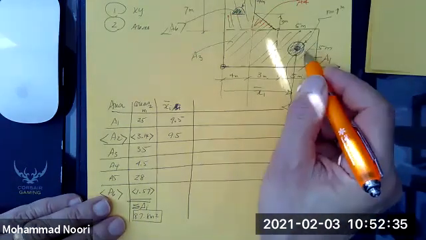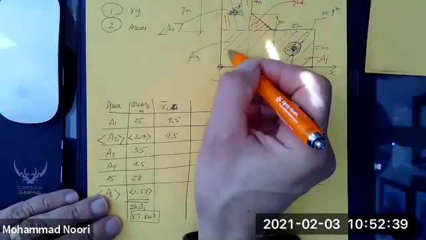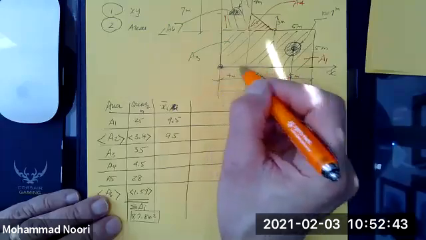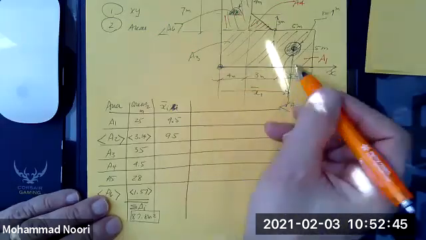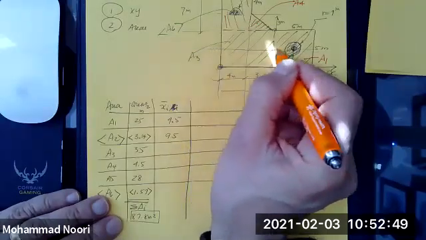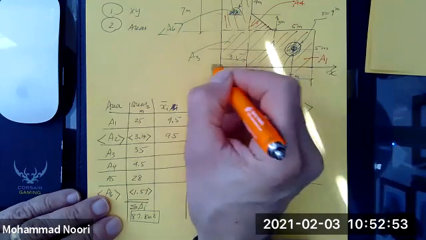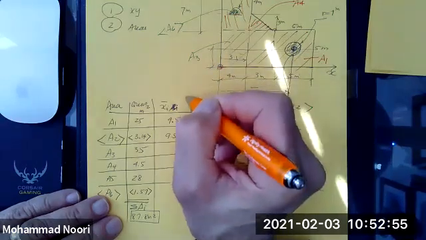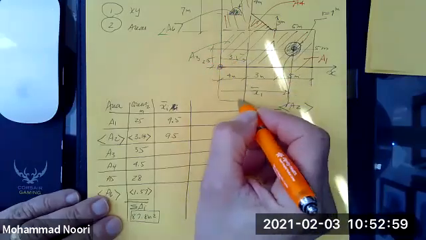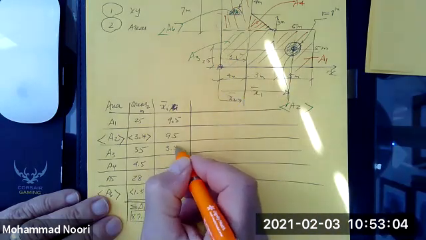How about for A3? This is A3. This is 7, so it would be 3.5 from here. And this is 5, so this is 3.5, and this is 2.5. Remember, this is x2, which is 3.5.